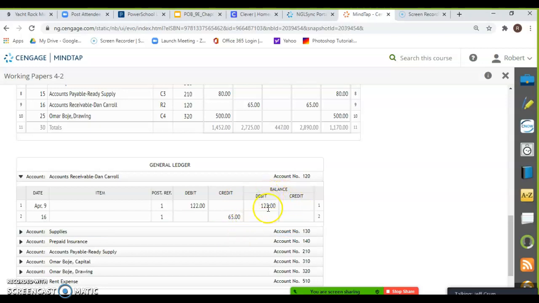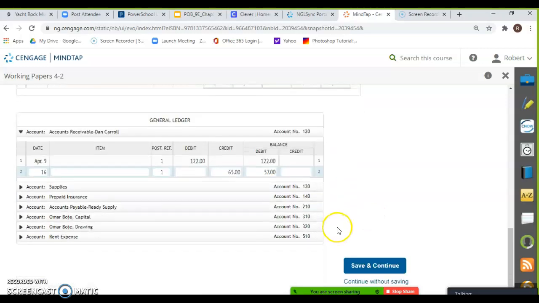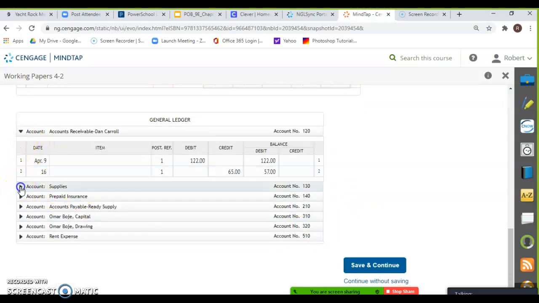So his previous balance was $122 debit. So now he gets credited for $65. So what we're going to do is we're going to apply this credit to the debit. So we're going to subtract 65 from 122, which is going to leave him with a new lower debit of only $57 now as his new balance. There's that one.